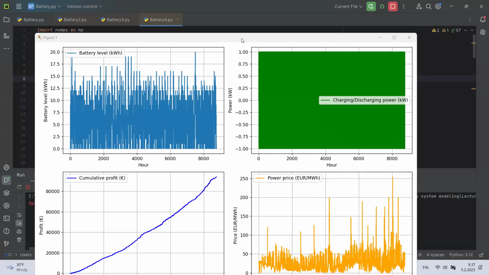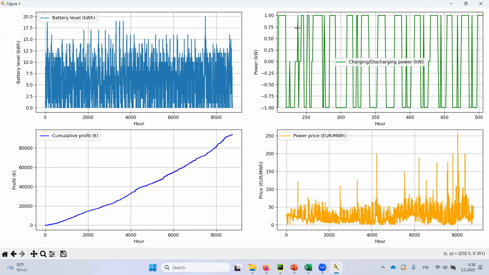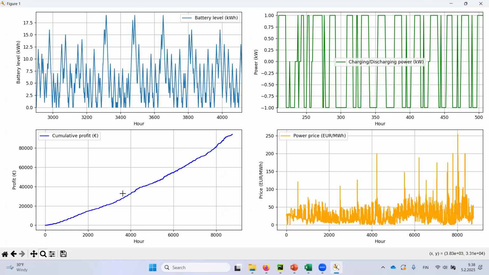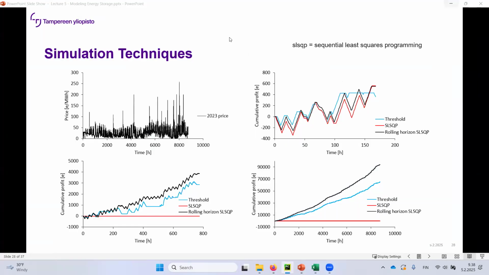Yeah, so that's the charging and discharging. So I would have to zoom in here. So you would see charge, discharge, and that's the battery level. It pretty much never reaches the 20, and then there's the cumulative profits. So that would be battery arbitrage. That's one thing to use it for. That's not the only thing you have to use it for.